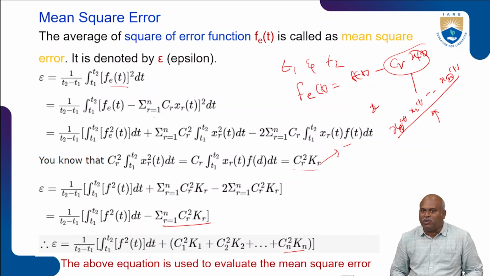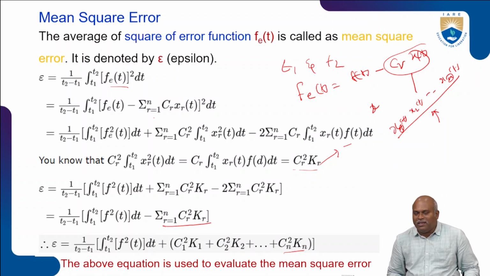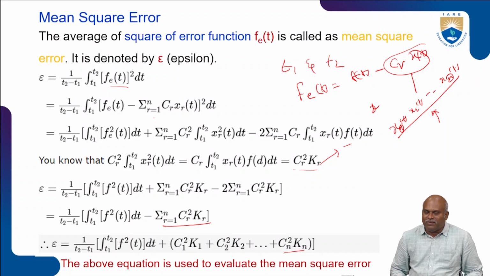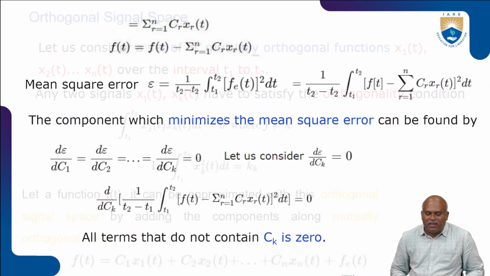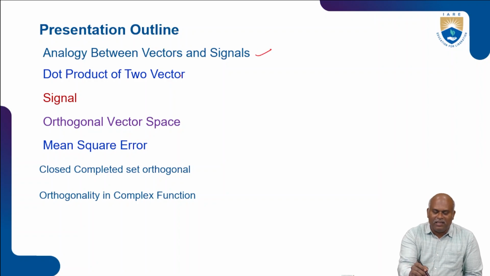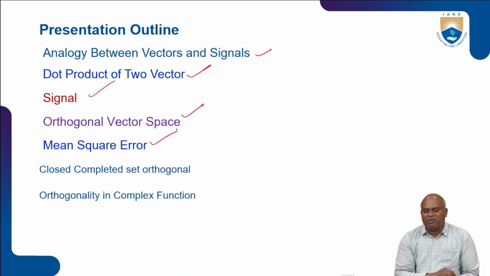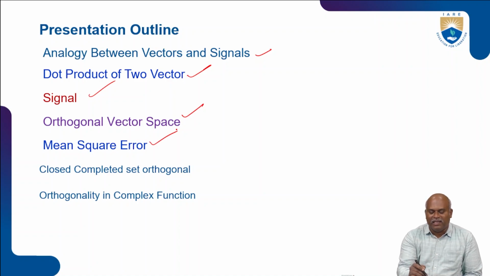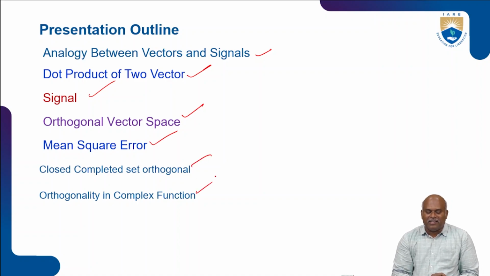Up to this much I am going to stop my presentation. Today we studied the analogy between vector and signal, the dot product, signal orthogonal space, and mean square error. In the next class we will see the remaining two cases: closed and complete set orthogonality, as well as orthogonality in complex functions.